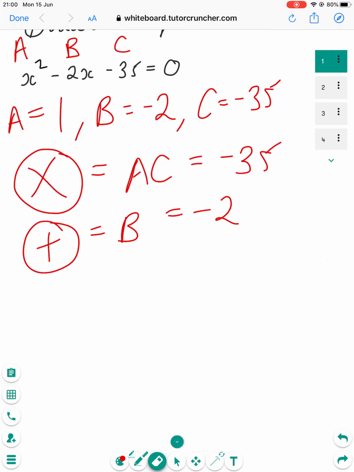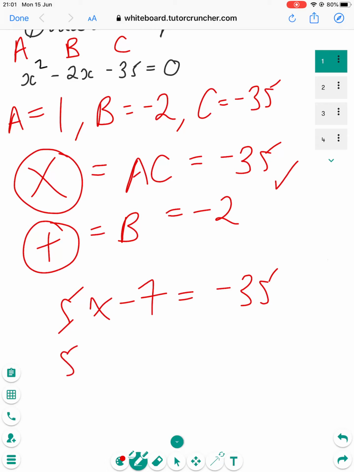That can be a little bit tricky at first, but the way I like to do it is to focus on the AC first. If we're looking at minus 35, what numbers would multiply to make minus 35? Off the top of my head, I'm thinking probably 5 and 7. If we think about 5 and 7, 5 times minus 7 is equal to minus 35, so that fulfills that criteria. And 5 plus minus 7 equals minus 2, so that fulfills the other criteria as well. So we've got our two numbers, which are 5 and minus 7.